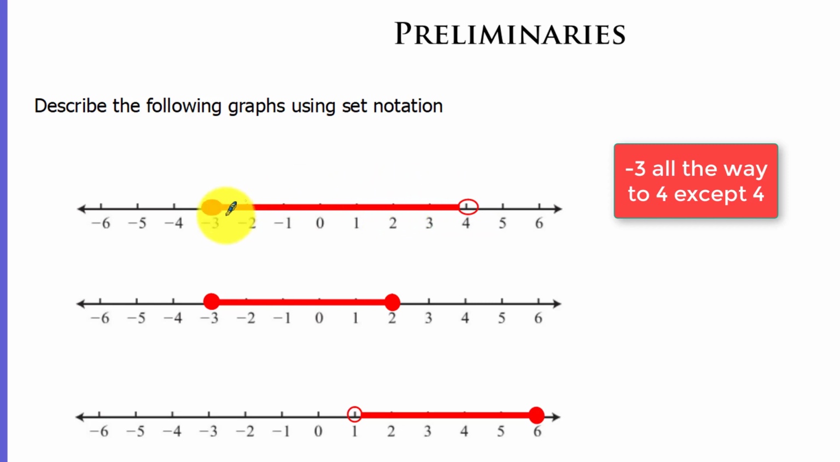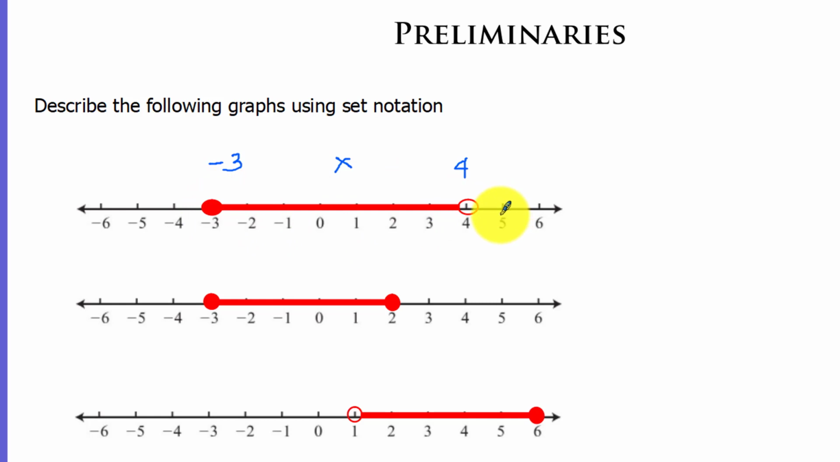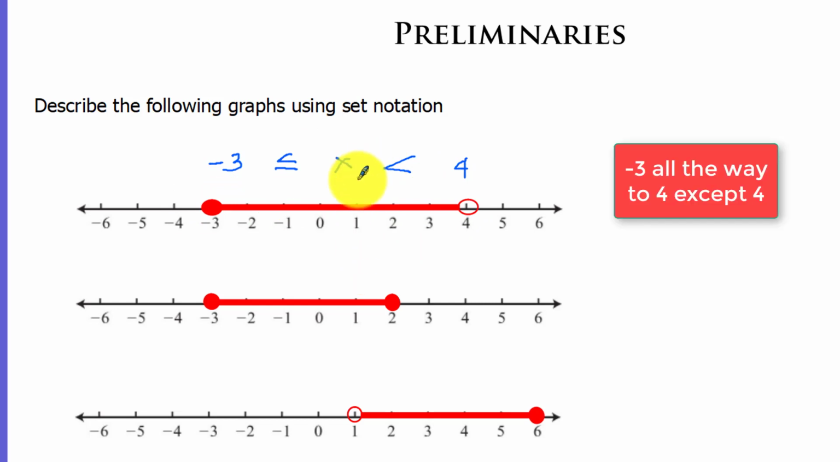So how are we going to describe this? We'll start by writing -3 here, and then writing 4, then write your variable here. Let's use x. So to describe all of these points between -3 and 4, -3 included and 4 not included, we are going to say x is equal or greater than -3, x is less than 4, and this is how we are going to describe this solution set. So it's just all numbers from -3 to 4, including -3 but not 4.